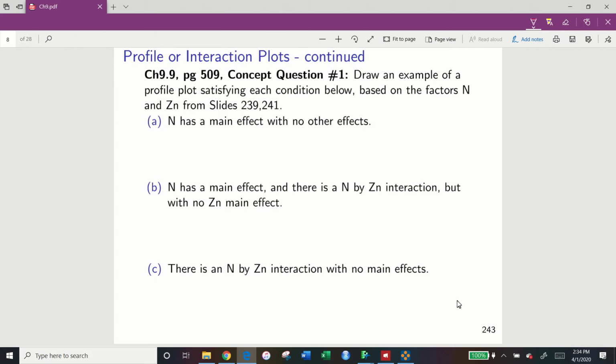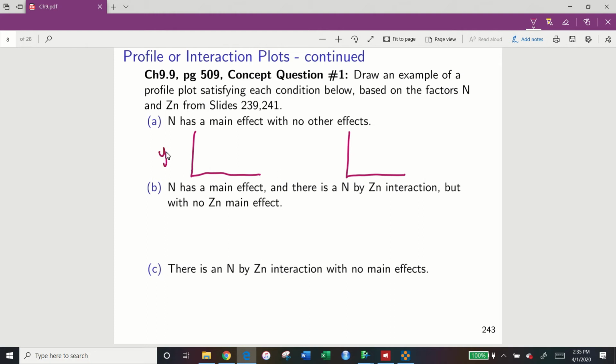Now, for these parts A, B, and C, you're going to see me draw 2 profile plots. The reason I want to show you 2 plots is because I want to do 2 situations: one with zinc on the x-axis, and the other with nitrogen on the x-axis, just to show you how 2 different plots can show you the same information. So, drawing our 2 plots.